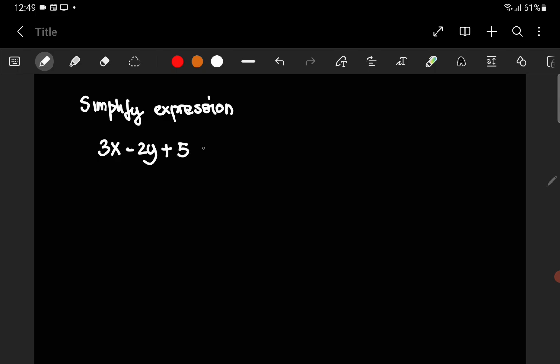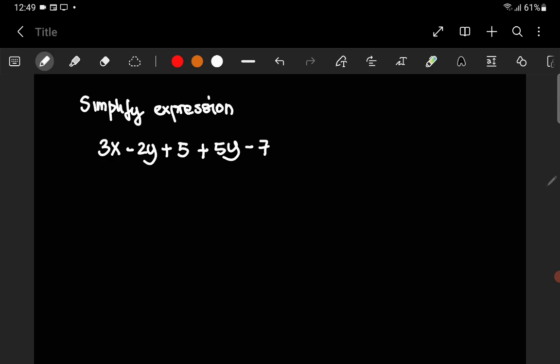I will talk about simplifying expressions. Let's say I have 3x, and then this 3x will be minus 2y, and then after that it will be added by 5, and then after that plus 5y, and then after that minus 7.